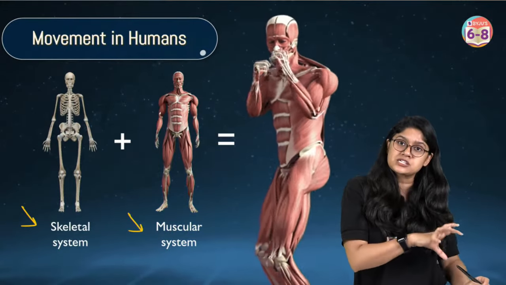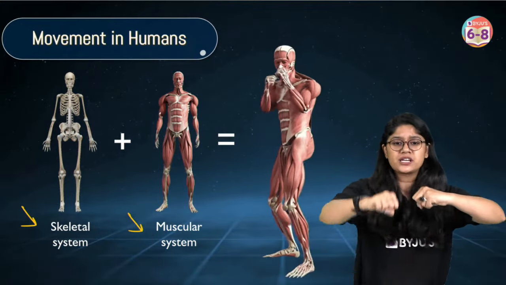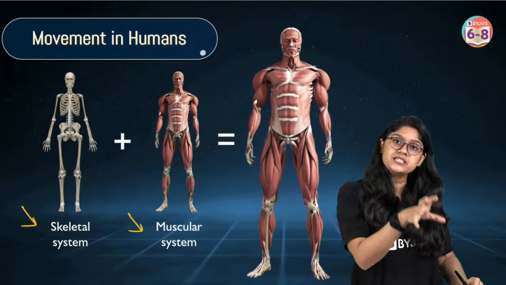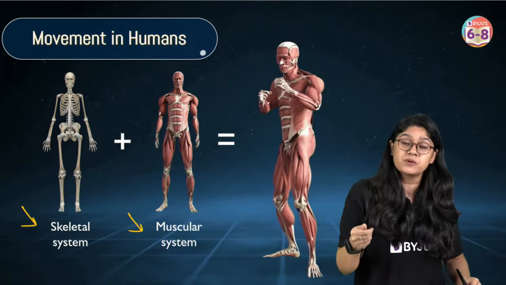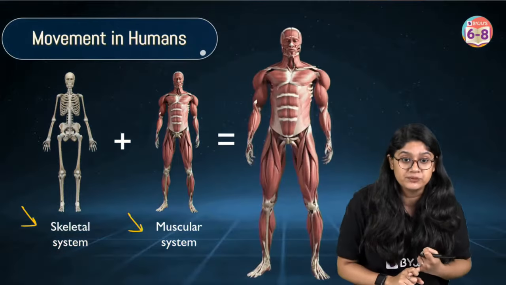So when the skeletal system and the muscular system come together, we are able to do lots and lots of things. Agree or not, everyone? Movement in humans becomes possible with the help of two systems: the muscular system and the skeletal system.